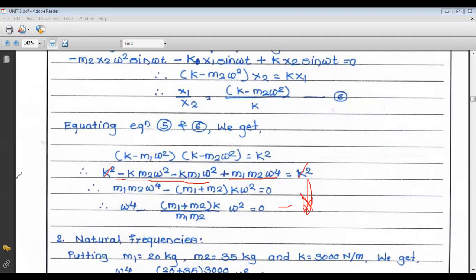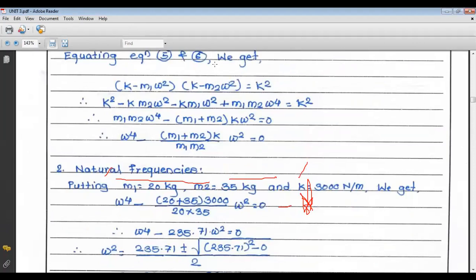Now we have to find out the natural frequency. Now put the value of k, m1 and m2. So after putting all those values, put m1 as 20 kg, m2 as 35 kg, and k as 3000 Newton per meter. So we get omega raised to 4 minus 20 plus 35 into 3000 divided by 20 into 35 into omega square is equal to 0. So omega raised to 4 minus 235.71 omega square is equal to 0.